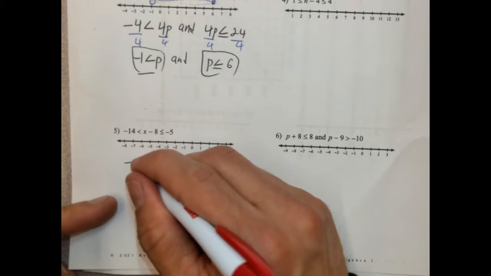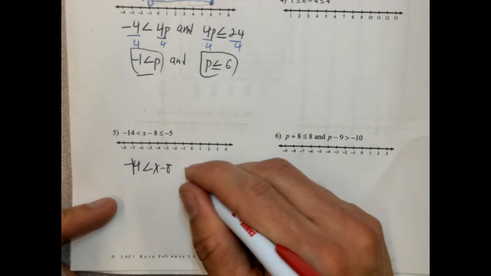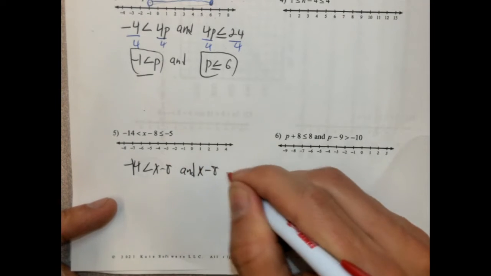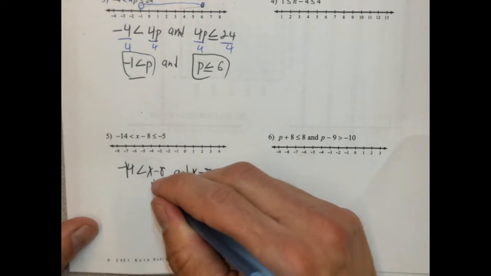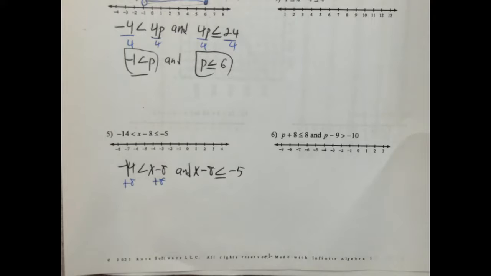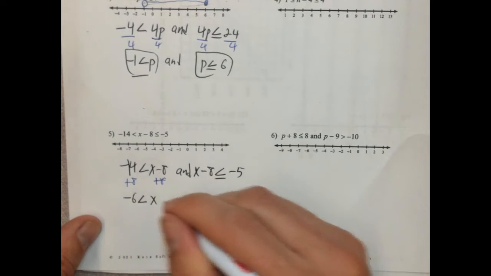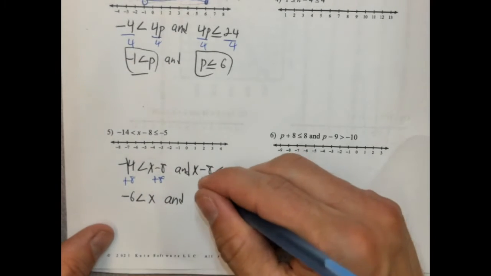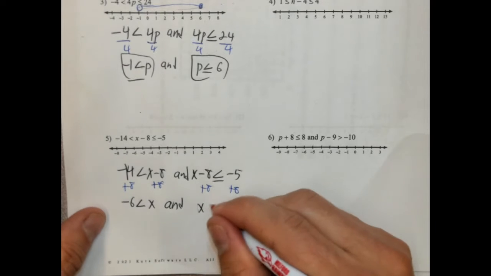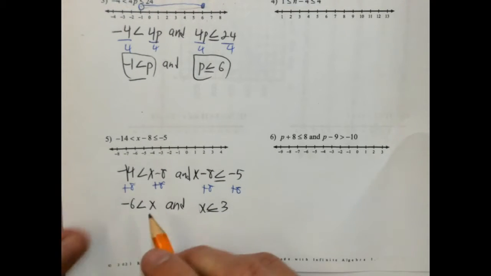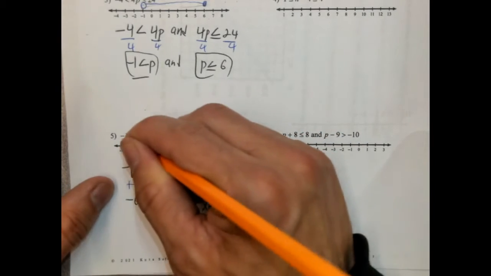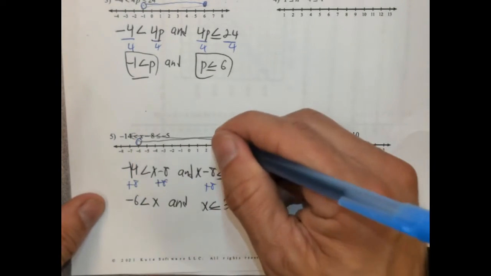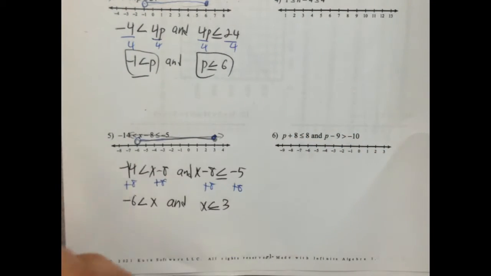There we go. Okay, number 5. -14 is less than x minus 8, and x minus 8 is less than or equal to -5. So we're going to add 8 to both sides. And -14 plus 8 would be -6 is less than x. And let's add 8 to both sides here. That's going to be x is less than or equal to 3. So non-inclusive at -6 going to the right, inclusive at 3 going to the left. So let's go here, and this is what they have in common.